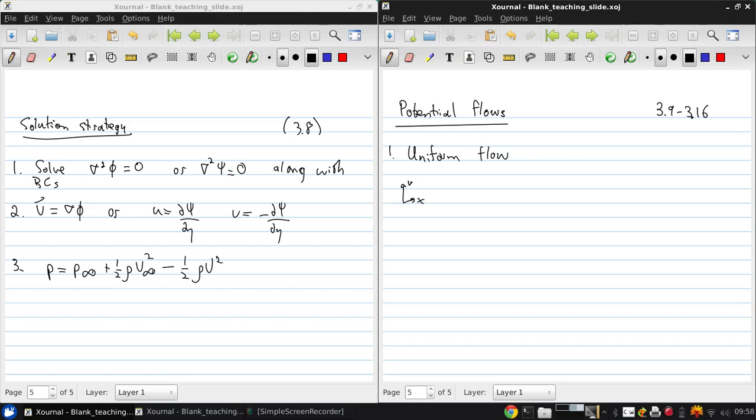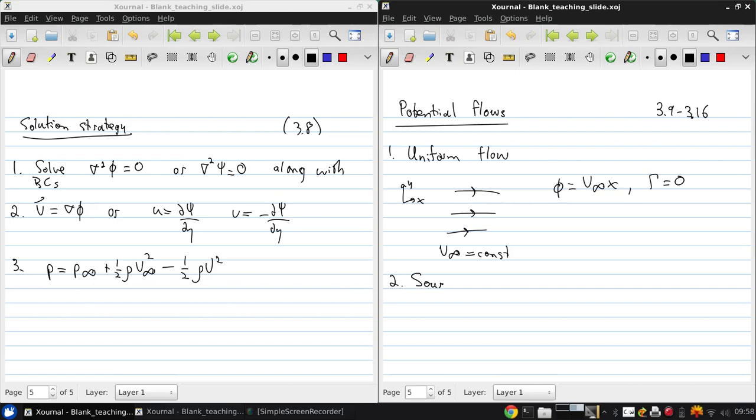We have some XY coordinate system. This flow field is just V infinity equals a constant. So therefore, the potential is V infinity x. And the circulation is zero. So this is the basic building block for nearly all potential flows of aerodynamic interest.